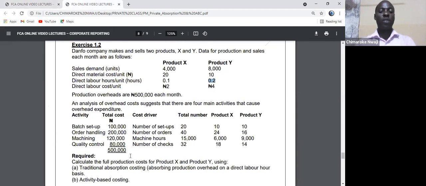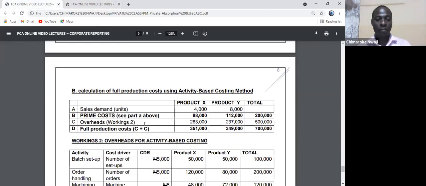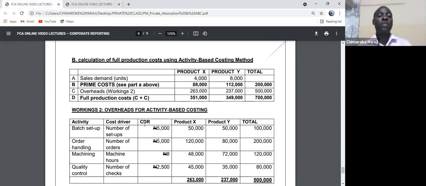Let's look at the B part of the question. They said using activity-based costing. Now let's apply activity-based costing to our solution. Now, if you look at it, it's so straightforward here. All right. How do I manage to give a straightforward answer? Once again, my sales demand is 4,000 and 8,000 for product X and Y respectively. Now, did you see the step I jumped? Look at the B part. And I said prime cost, same as part A above.